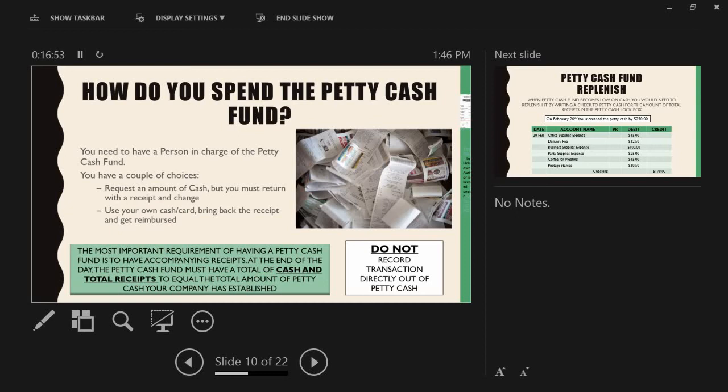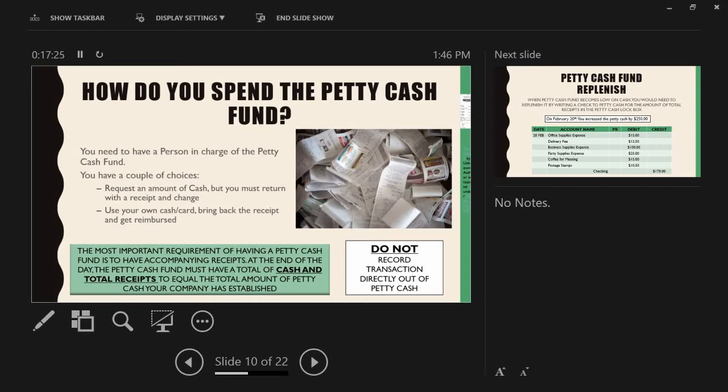What happens is, at the end of the period, when you decide to replenish the petty cash fund, you are actually going to calculate all the receipts and make sure that you count the cash that's remaining, and the balance in the petty cash fund should equal whatever you established the petty cash fund as. So for this example, I started off with 500.